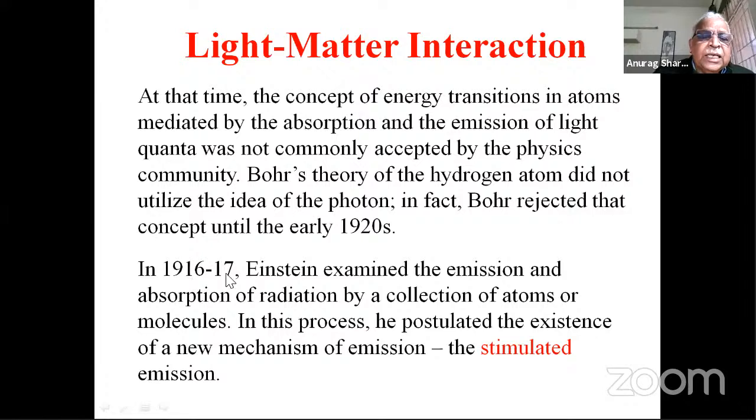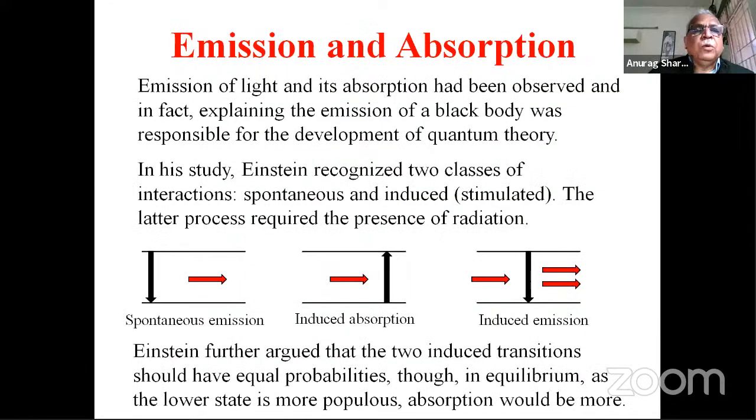In 1916 and 1917, in these two years, Einstein examined the emission and absorption of radiation by a collection of atoms or molecules. And in this process, he postulated the existence of a mechanism of emission. And this was also purely a thought process. So what happened? Emission of light and absorption had been observed, and in fact, explaining the emission of blackbody radiation was responsible for the development of quantum theory.